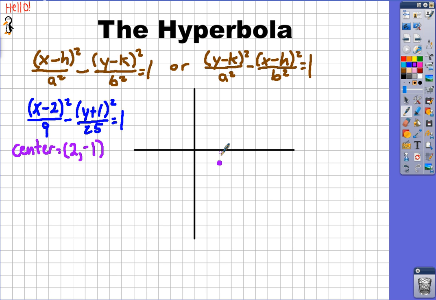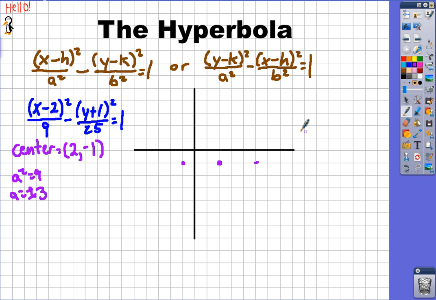There's our center. Next, we have to recognize that a squared is 9. So if a squared equals 9, then a equals plus and minus 3. That's the transverse axis direction. So noticing that x squared is first, that tells us that our transverse axis is going to be parallel to the x-axis, or in other words, it's going to be horizontal. We're going to go out 1, 2, 3 units there, and 1, 2, 3 units back here.